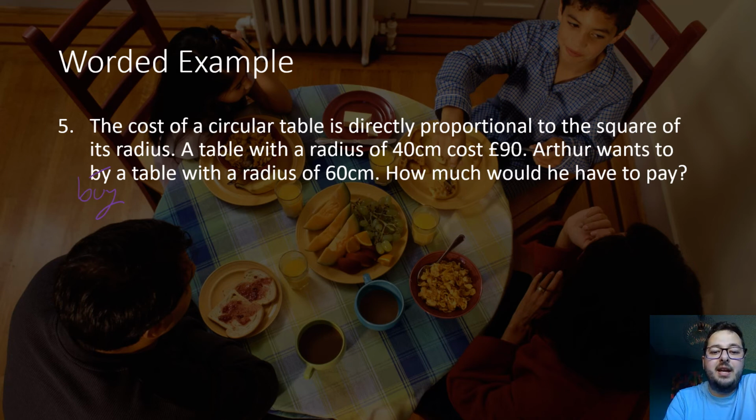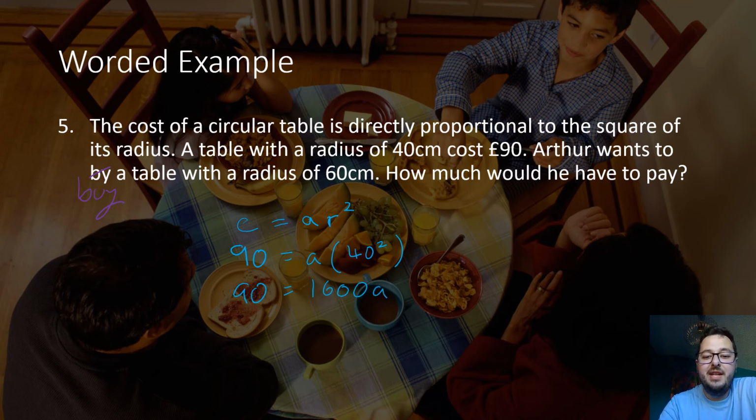So let's write C for the cost is directly proportional, so A times the square of the radius, so R squared. Then it says a table with a radius of 40 cost £90. So the cost is 90, and that is A times 40 squared. Okay, so 40 squared then is 1,600, so 1,600A.